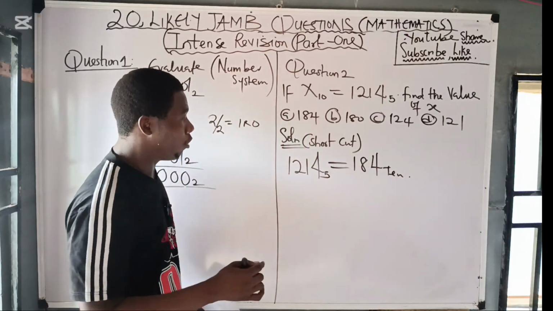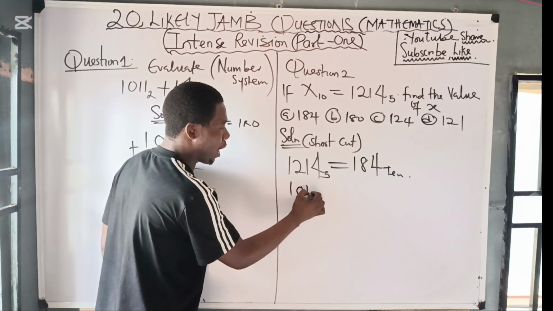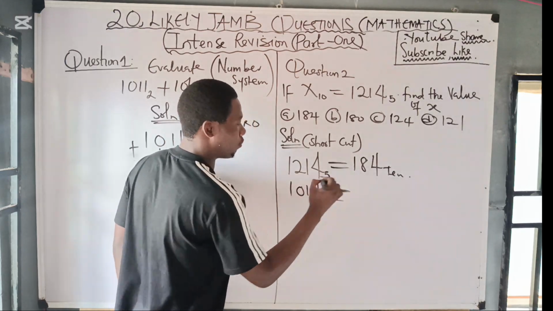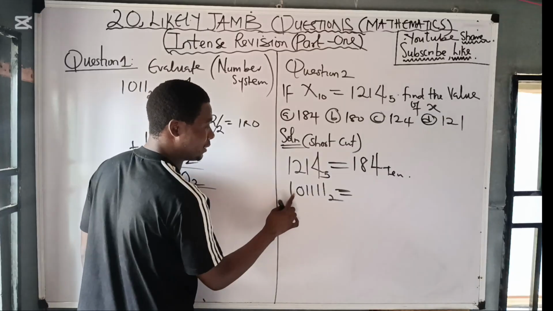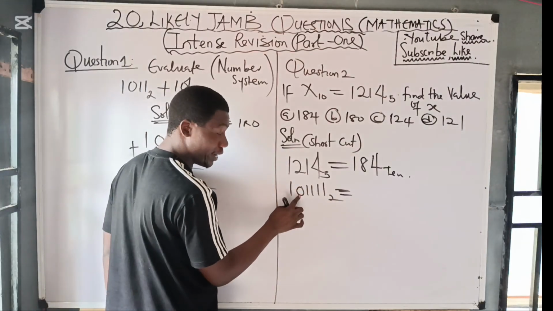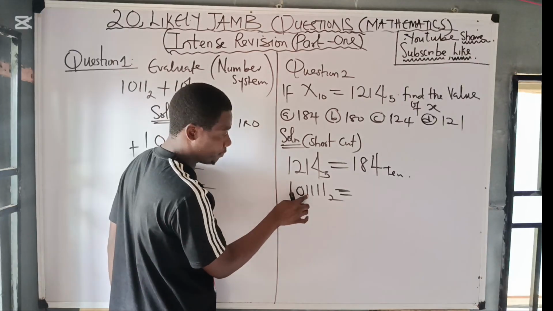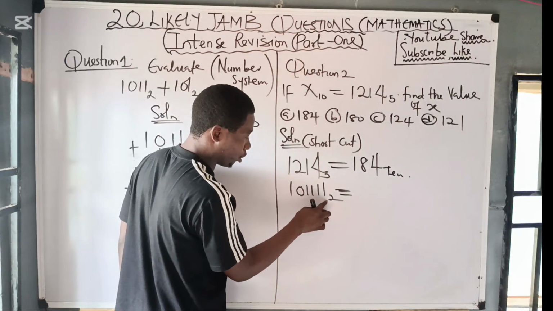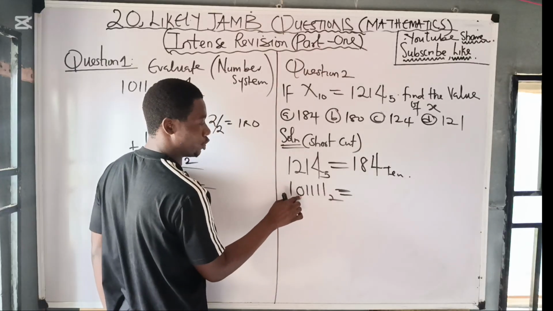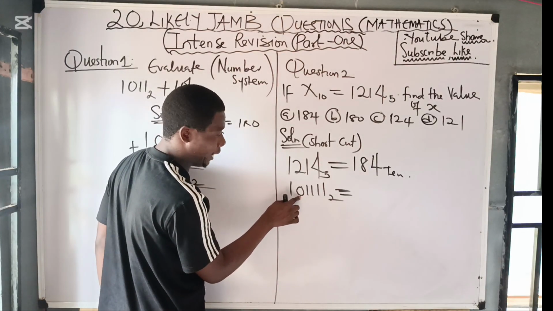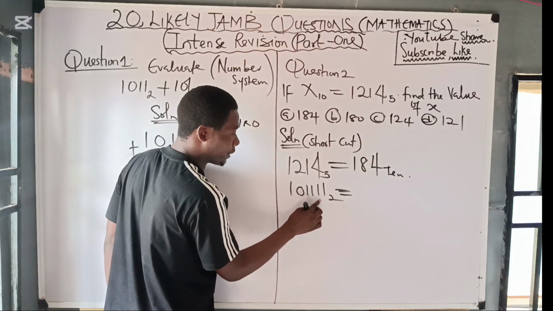Now for better understanding, let me take another one. If I have 101111 base 2, let's convert it together. You times, you plus, you times, you plus. So 1 times 2 is 2, plus 0 is 2. 2 times 2 is 4, plus 1 is 5. 5 times 2 is 10, plus 1. Let's take it again. 1 times 2 is 2, plus 0, it is what? 2. Are we together? 2 times 2 is what? 4, plus this one, 5. 5 times 2 is what?